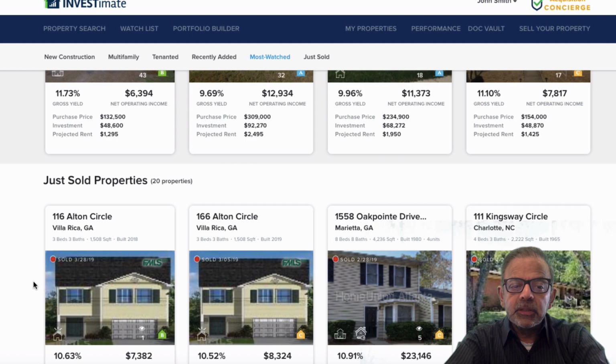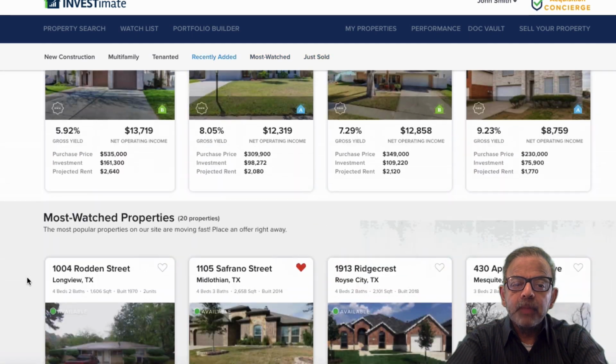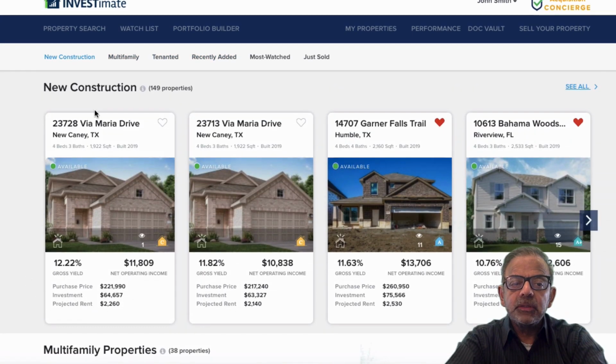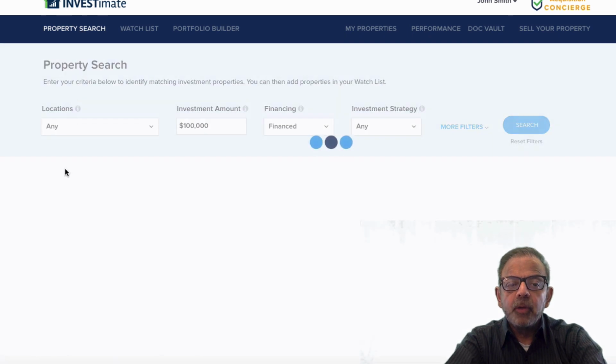And then you get a look at the just sold properties, so it gives you an idea of velocity and who's buying what. So this is a quick look initially at various categories, so you can drill down into one of these if you want, and then start looking at properties there. You also have the option here to come in and do a property search.